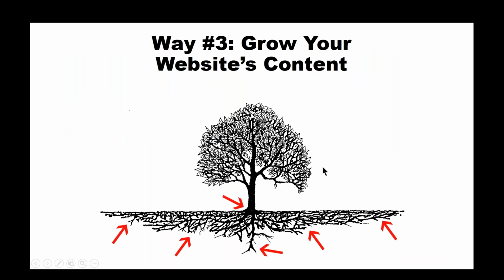Okay. Third thing we'll talk about, how do you grow your website's content? How do you get hundreds of articles on your website? And why is this important? All right, so Google sees every page of your website, just like the surrounding soil in this picture sees every root. So your website is not just a home page. It's not just one door that people walk through. They can walk in through any door, any page on your site.